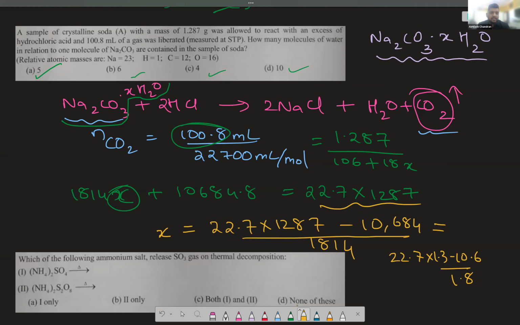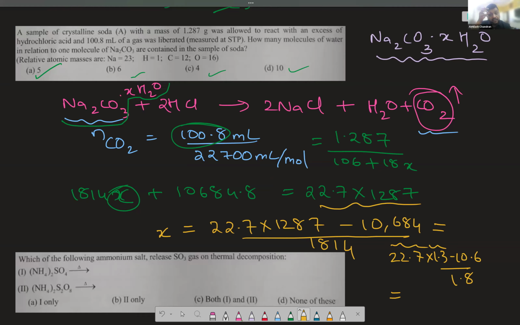If it is 4, 5, 6, these are three numbers which are dead close to each other. So if it turns out to be one of these, then it would be more sensible to do a proper calculation. But one answer is 10, which is far away from all of these. So when I'm looking at this calculation, I can see this is 22.7 into 1.3.